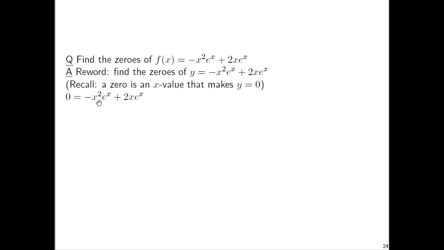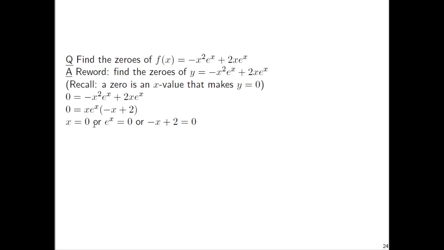And notice on the other side, there are two terms, and both terms have an e to the x as well as an x as a factor. So if we factor out x times e to the x, then in parentheses, we're left with negative x plus 2. So now we can apply the zero product property. Because there's a 0 on one side, there's a product on the other. We can set the x factor, the e to the x factor, and the negative x plus 2 factor each equal to 0.